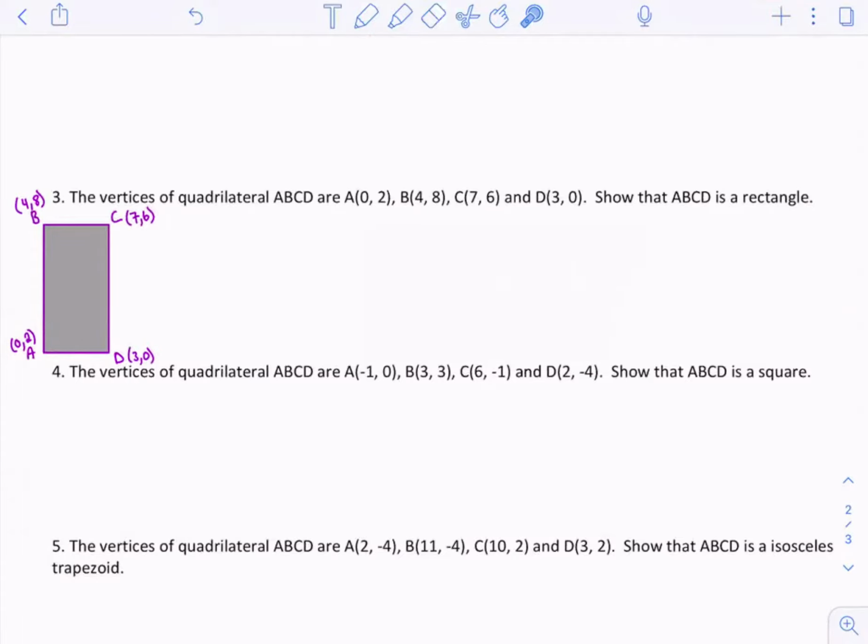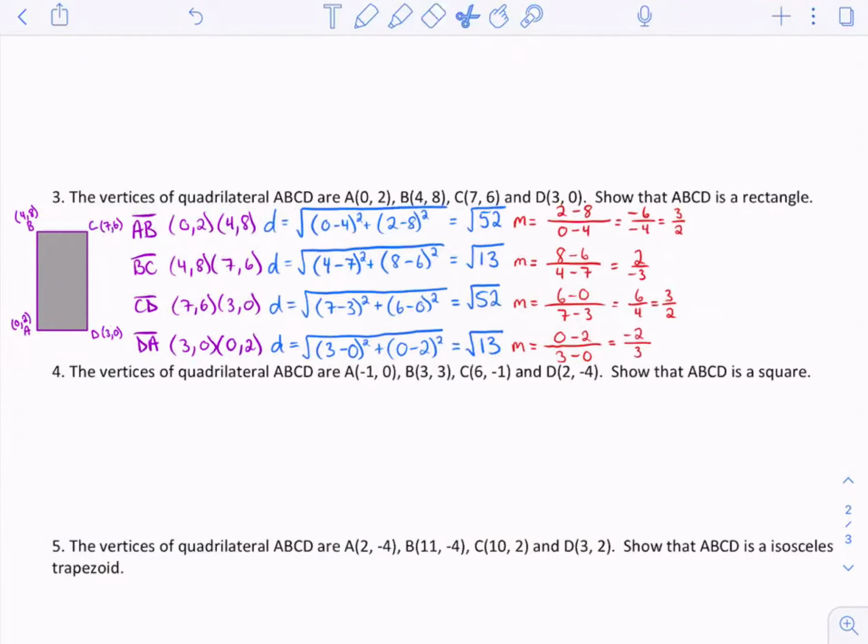So I'm going to take a second and I'm going to do the 4 distances and 4 slopes. So there you have it. The 4 distances and the 4 slopes. So notice what I did here. I said, okay, one of my sides is AB. Here are the 2 coordinates from A to B. Here's the distance formula. That's my length. Here's the slope formula. There's my slope.